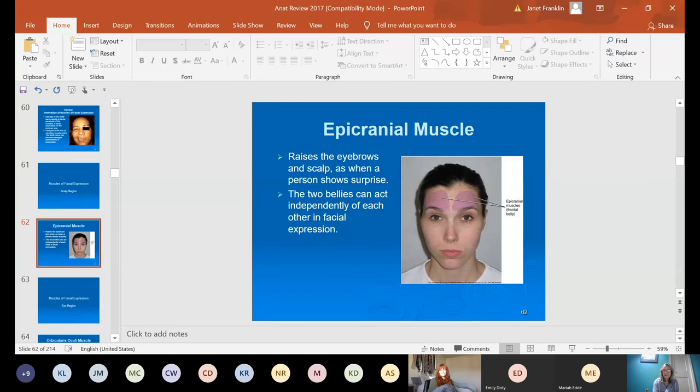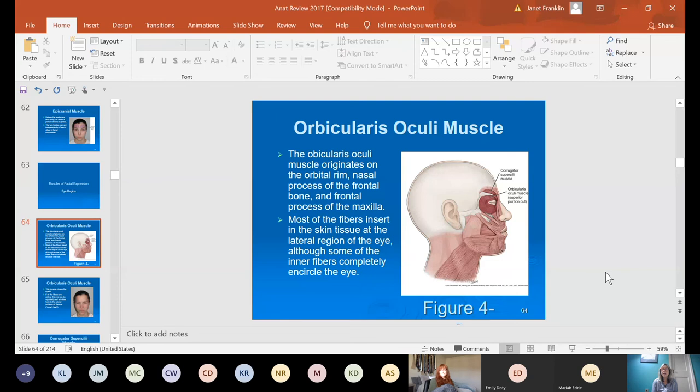In the eye region, we have the orbicularis oculi muscle. So orbicularis means it orbits or goes around, oculi, the eye. So the orbicularis oculi circles the eye. It originates on the orbital rim, the nasal process of the frontal bone, and the frontal process of the maxilla. So I probably won't ask you where these originate. Most of the fibers insert in the skin tissue at the lateral region of the eye, although some of the inner fibers completely encircle the eye.